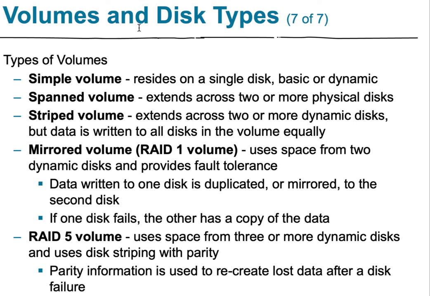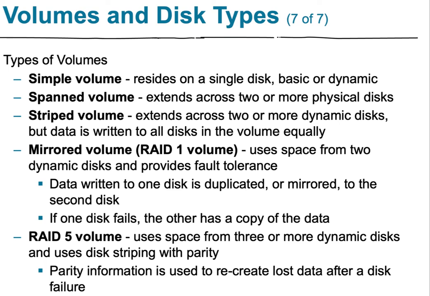Striped volume. A striped volume extends across two or more dynamic disks, but data is written to all disks in the volume equally. For example, if a 10 megabyte file is written to a striped volume with two disks, 5 megabytes is written to each disk. A striped volume can use from 2 to 32 disks. Striped volumes don't offer fault tolerance, but they do have a read and write performance advantage over spanned and simple volumes because multiple disks can be accessed simultaneously to read and write files. A striped volume is also referred to as a RAID 0 volume. The Windows system and boot volumes can't be on a striped volume.